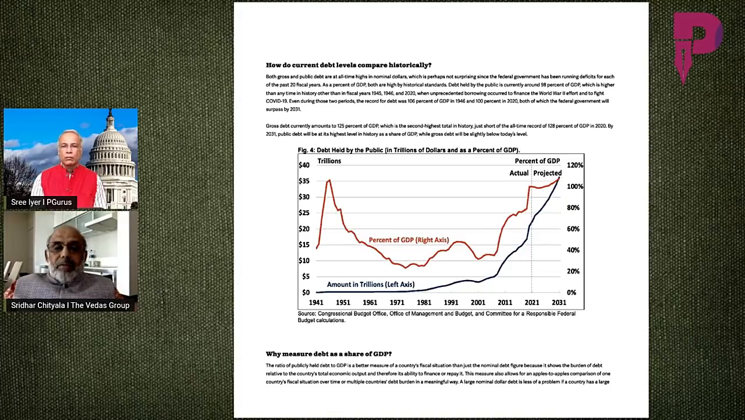By the time we come to 2031, our debt to GDP will be close to 120 to 130% of the GDP. What that simply means is that a significant part of your revenue is going to be set aside towards paying the interest on your debt, taking that precious money away from other things.